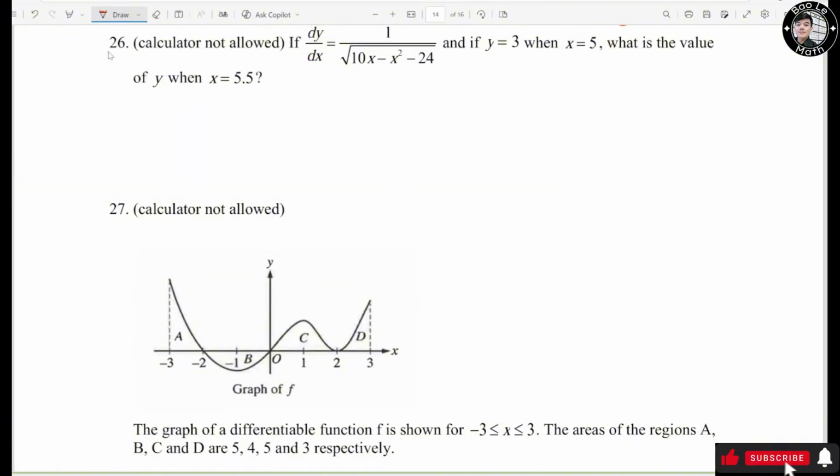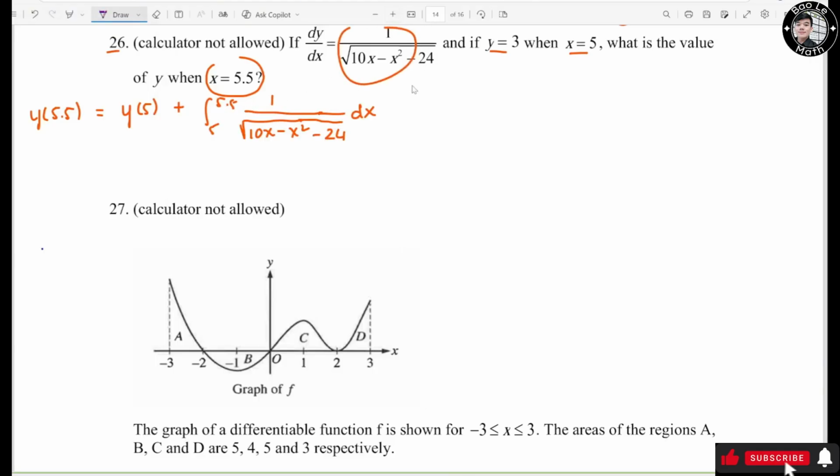Now let's move on to question 26. If dy over ds equals this guy, y equals 3 when s equals 5, what is the value of y at s equals 5.5? Again, we're going to use the fundamental theorem of calculus. So we have y of 5.5 equals y of 5 plus the integral from 5 to 5.5 of this guy. Now I'm going to calculate this one on the side.